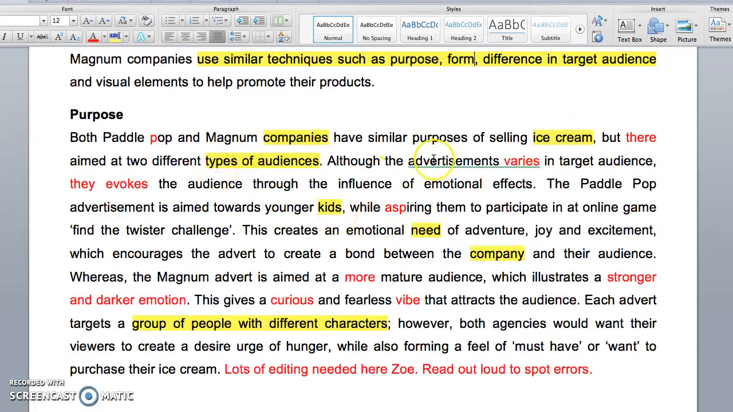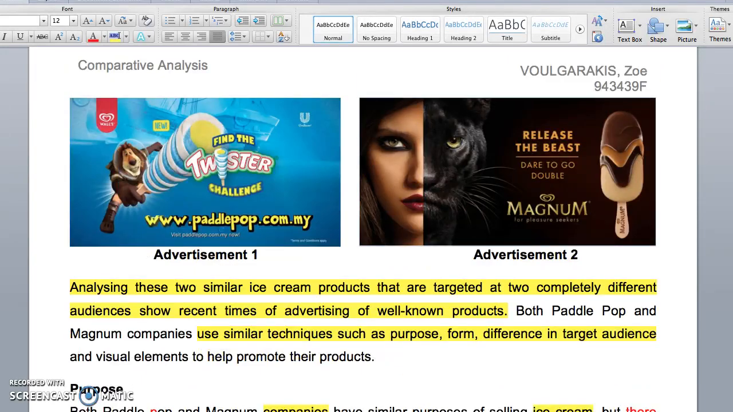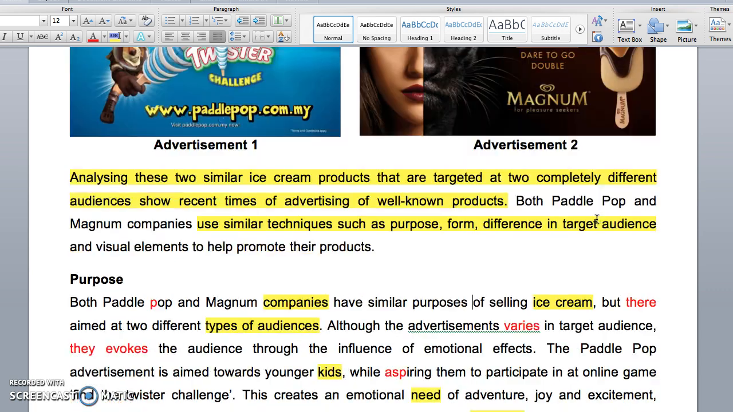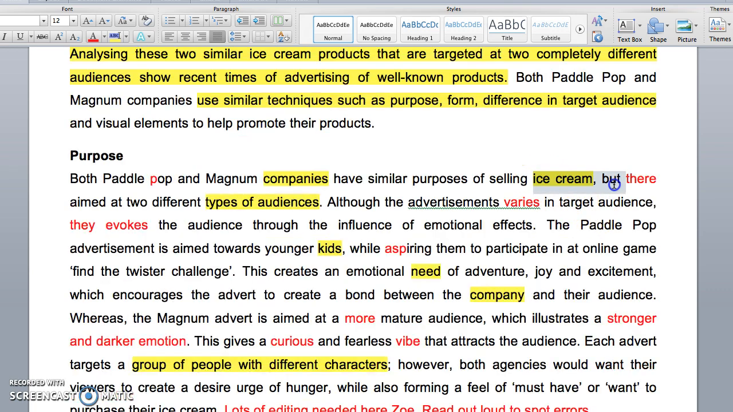Purpose. Now, their purpose is not to sell ice cream. Their purpose is to sell either Paddle Pop Twister or Magnum, whatever the name of it is. This Magnum Special Edition Double, whatever it's called. So just be careful of generalizations here, because it makes it seem as if you're not really understanding. There is the incorrect spelling of "there", so you need to check that. "Two different types of audience."